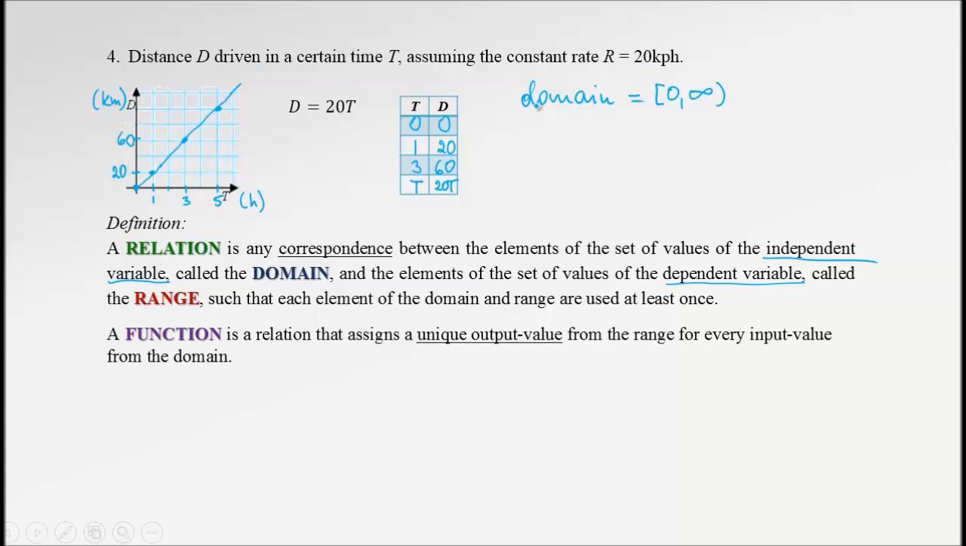So that's domain. What's our range? The range is the set of outputs. So what kind of distances can we cover? Again, from 0 to infinity. So as you see on the diagram, the range will be found on the vertical axis, while domain on the horizontal axis. So range is also from 0 to infinity in this case.